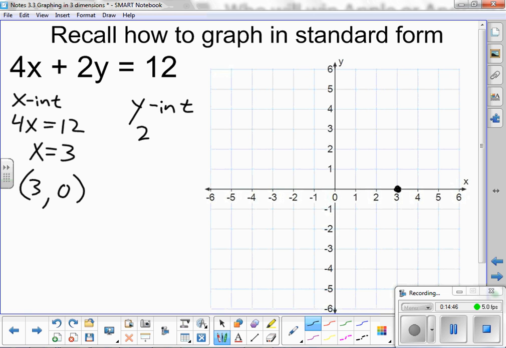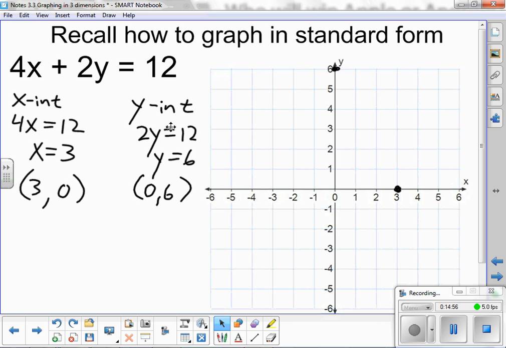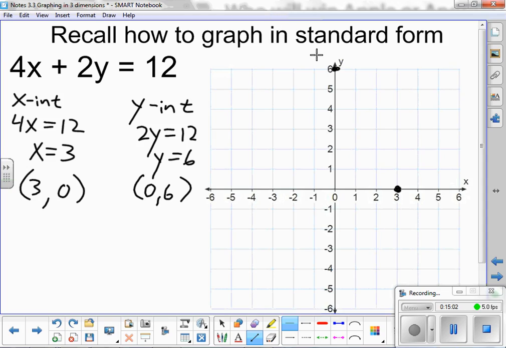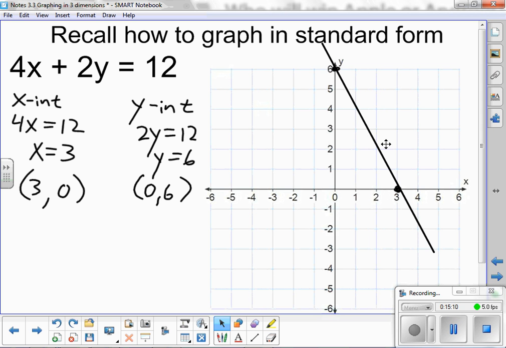Okay, y-intercept is 2y equals 12. y equals 6, so your y-intercept is (0, 6). So (0, 6) is up here. And then you were supposed to draw a line connecting the 2 points. If I can draw a line, that would be great. All right. And that's how you guys are supposed to graph that. And the arrows indicate they go on forever.